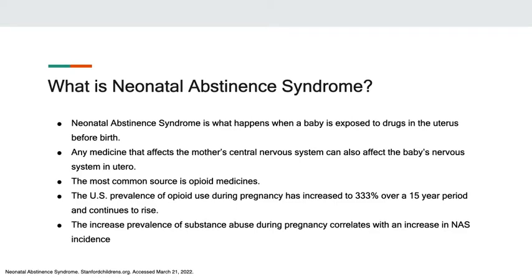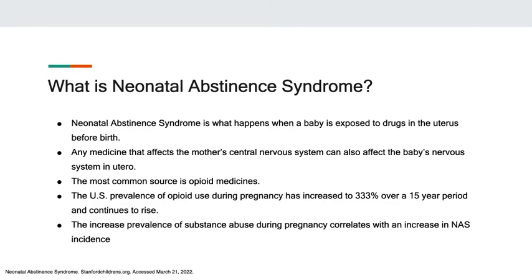What happens is that these babies are so used to receiving this drug from the mother that once the drug is no longer available to them, they'll start having these withdrawal symptoms. And we'll talk about those withdrawal symptoms in just a moment. But as far as those opioid medications go, such as heroin or prescribed medications such as codeine or oxycodone, those are not the only things that can cause neonatal abstinence syndrome. Although it's the most common, it's not the only option.